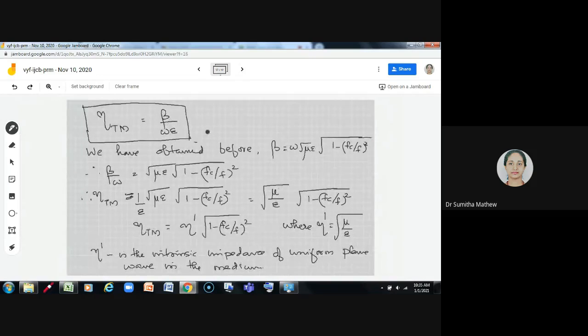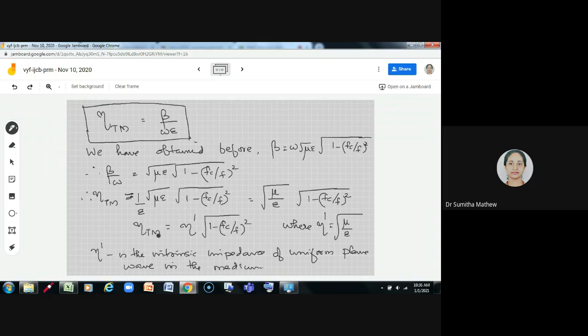See, I have written it there. We have obtained the beta expression before in terms of the cutoff frequency, like this: omega into root of mu epsilon into root of 1 minus (fc by f) whole square. That means beta by omega can be written like this in the next step. Substituting that beta by omega in the eta TM expression, you get 1 by epsilon into root of mu epsilon into root of 1 minus (fc by f) whole square. Cancel out this root epsilon and 1 by epsilon. You get root of mu by epsilon into root of 1 minus (fc by f) whole square.